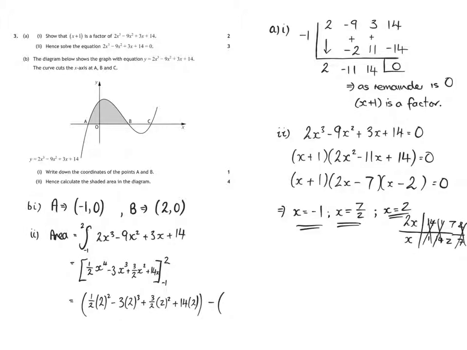Take away a half times minus 1 to the power of 4 minus 3 times minus 1 cubed plus 3 over 2 times minus 1 squared plus 14 times minus 1. So we just put that into a calculator, and once that's all been put into our calculator, we get the area is 27, so it is 27 square units.